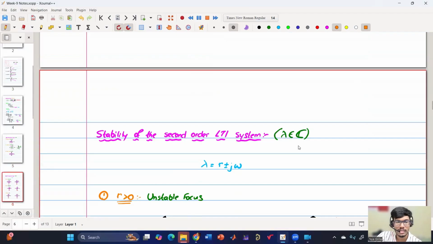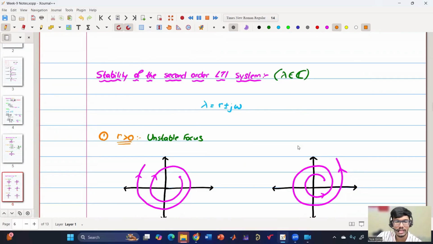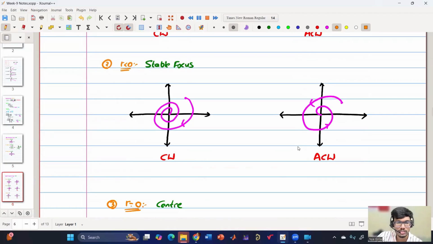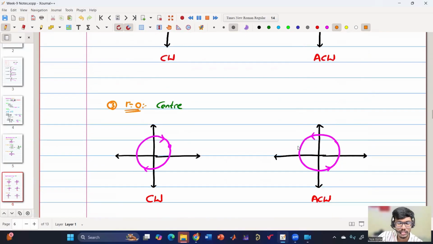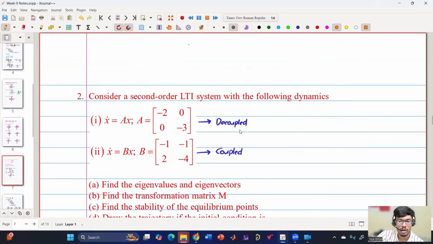Then we considered another case where the eigenvalues are complex. If the real part r is positive, then it is an unstable focus. If r is less than 0, then it is a stable focus. And if r is 0, then it is called a center. In all of these cases, it can move either clockwise or anti-clockwise, and how to get the direction we discussed in the problems. Then we solved a couple of problems.